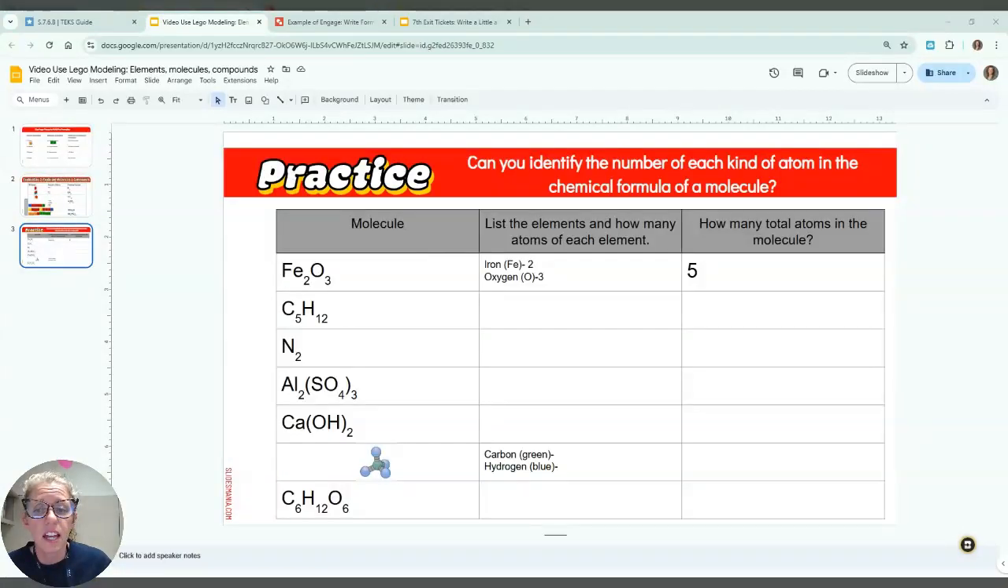And then for this last slide, we're taking away the models. Again, if they need them still, that's fine. And they're doing things more independently. They're having to list out each of the elements by finding them on the periodic table. And then they're having to tell how many of each one, how many of each atom there is in the chemical formula. And then here they're going to total up the total number. So you can see here I had a 2 for the iron, 3 for oxygen. Then they total up all of the atoms for iron and oxygen to see how many atoms are in the chemical equation.